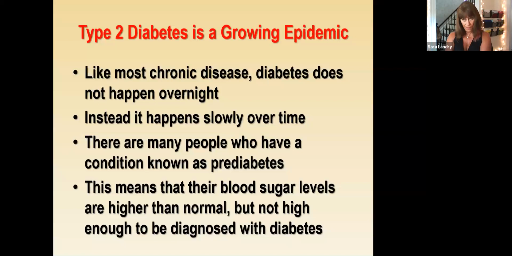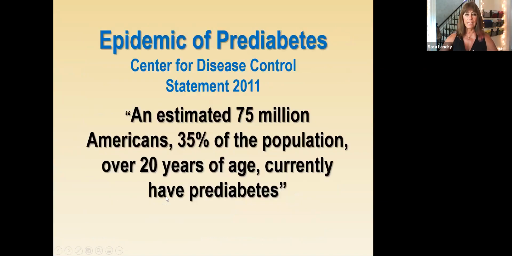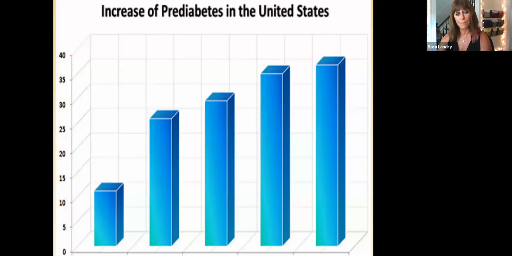And there are many people who have a condition which we call pre-diabetes. That means that your blood sugar levels are higher than normal, but not high enough to be diagnosed with diabetes. And we have an epidemic of pre-diabetes in this country. About 75 million Americans, which is 35% of the population of people over 20 years of age, currently have pre-diabetes. And the incidence of pre-diabetes in this country is on the rise.